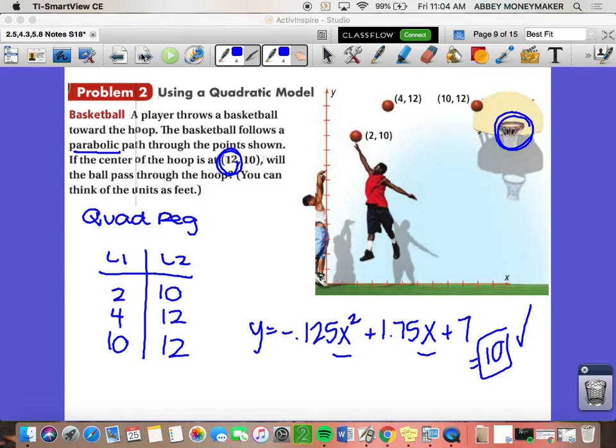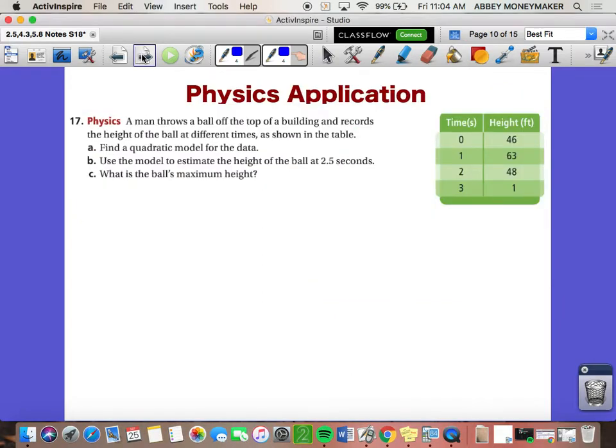We good? You sure? Okay, for the sake of time, I have to get through some more examples. But this physics problem, let's just talk about it, okay? Find a quadratic model. What are you going to do? Quad reg, right? Give me the equation.